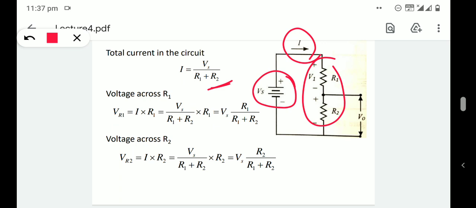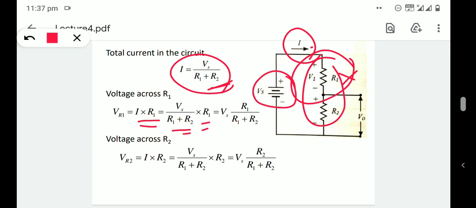Then the voltage across R1. To find the voltage across R1, we need to multiply this current and R1. So current I into R1 gives the voltage across the resistance R1. I is this value, so that value into R1 is equal to Vs into R1 divided by R1 plus R2. So in this equation, there is no term of I.